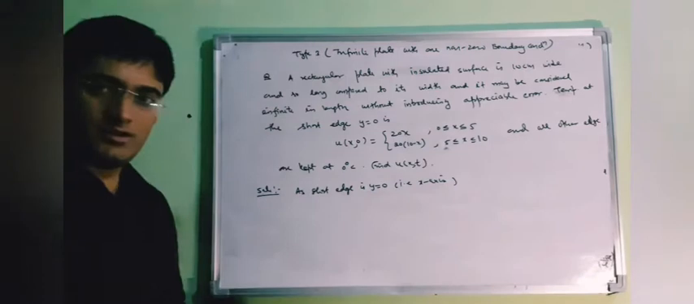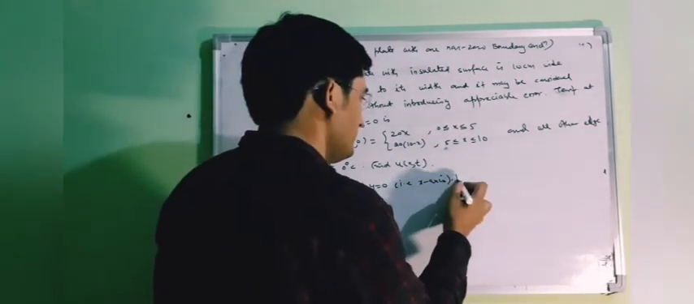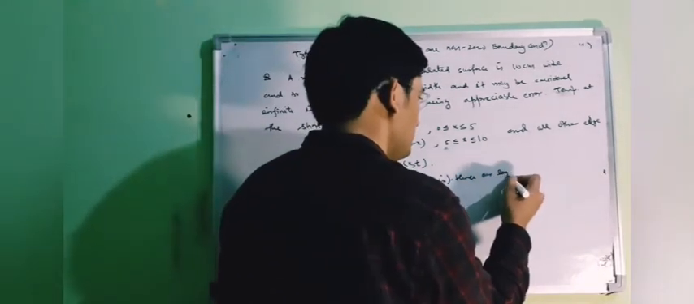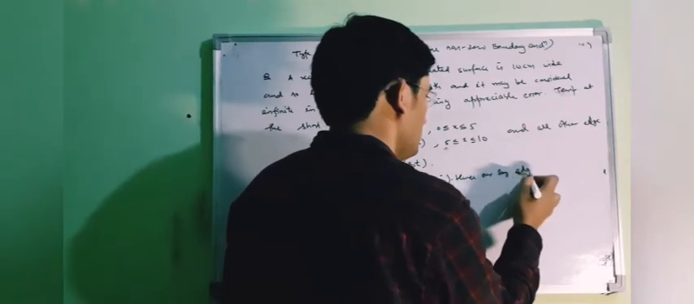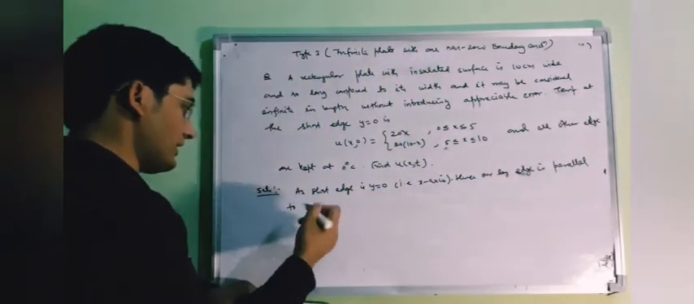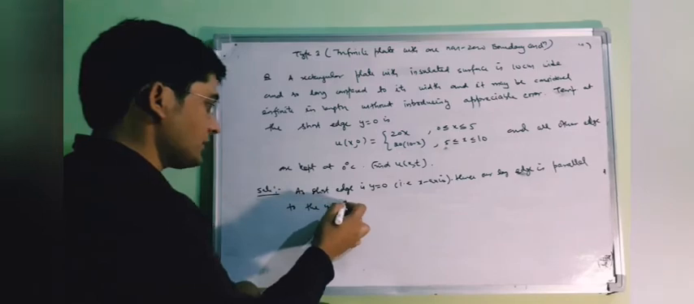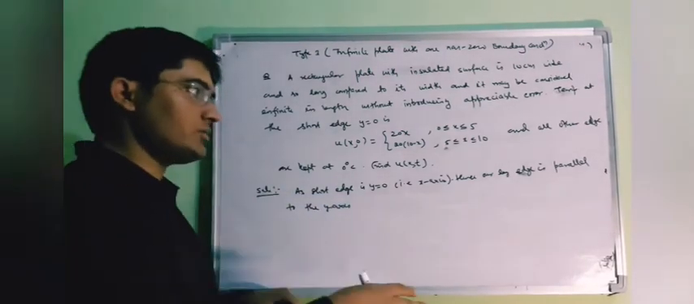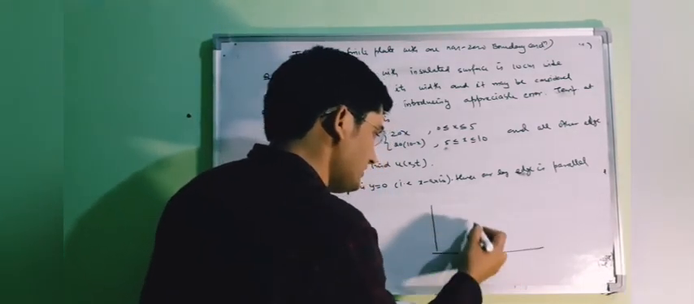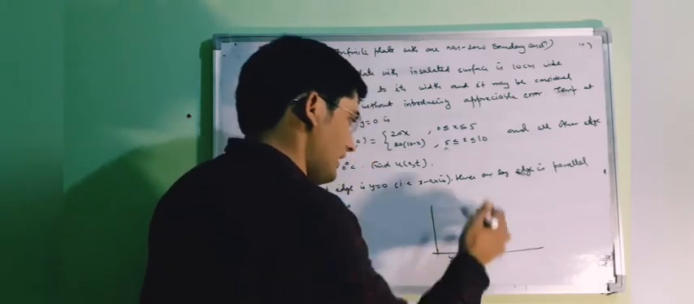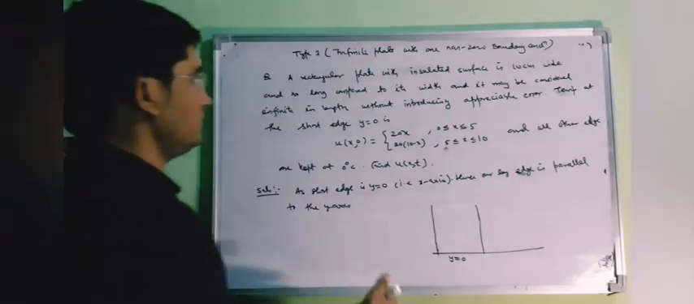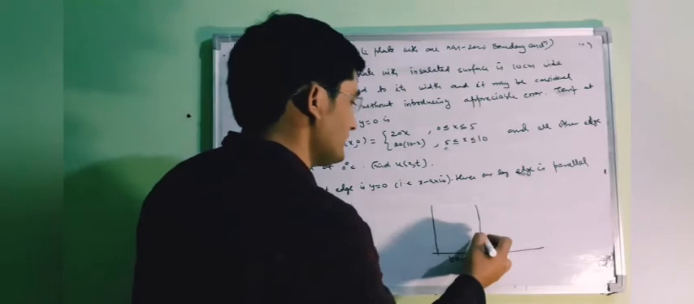If this is your short edge, then hence our long edge is parallel to the y-axis. Short edge is your x-axis, so you can see that your long edge will be parallel to the y-axis. So here you can see that this is your short edge, which is your y equal to 0, and this is your long edge, and the width of the insulator surface is 10 centimeter.